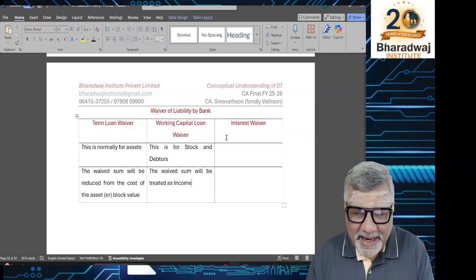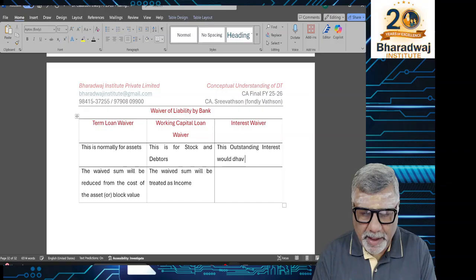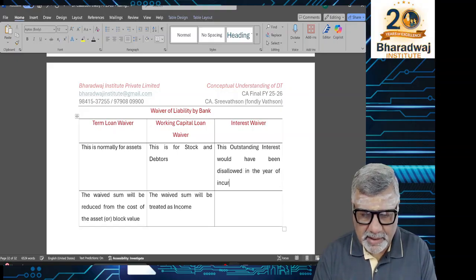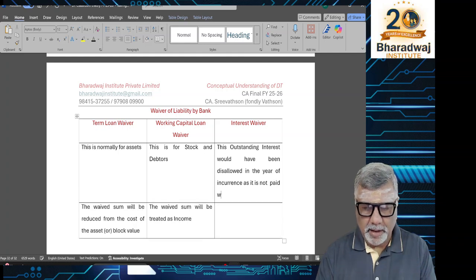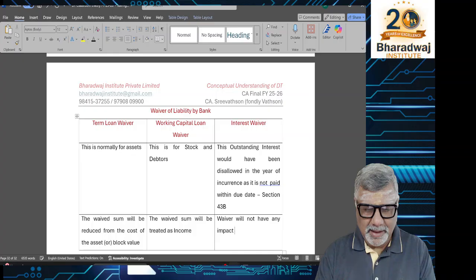Okay. So, interest waiver. This outstanding interest would have been disallowed in the year of incurrence as it is not paid within due date. Waiver will not have any impact as it is already taxed.